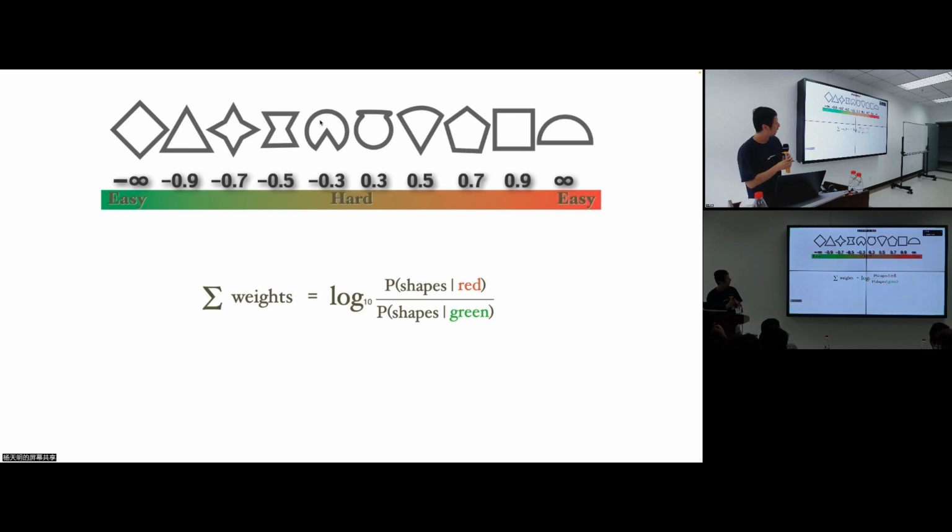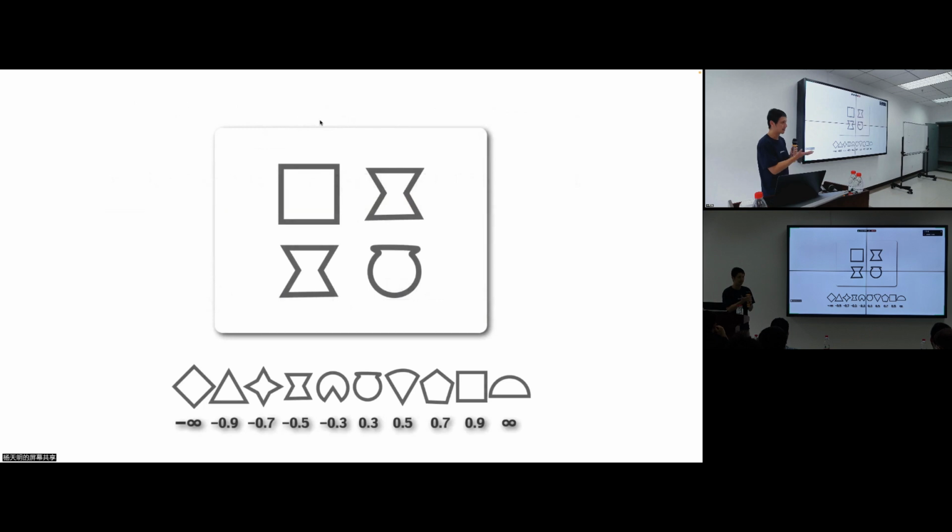Okay, and on the other hand, the green shapes support the green target. So if the total log likelihood ratio is very large or very negative, then the task is really easy. There's a lot of evidence for the monkey to be sure which target is the correct target. But if the total log likelihood ratio is close to 0, that's very fuzzy evidence, and the task will be hard.